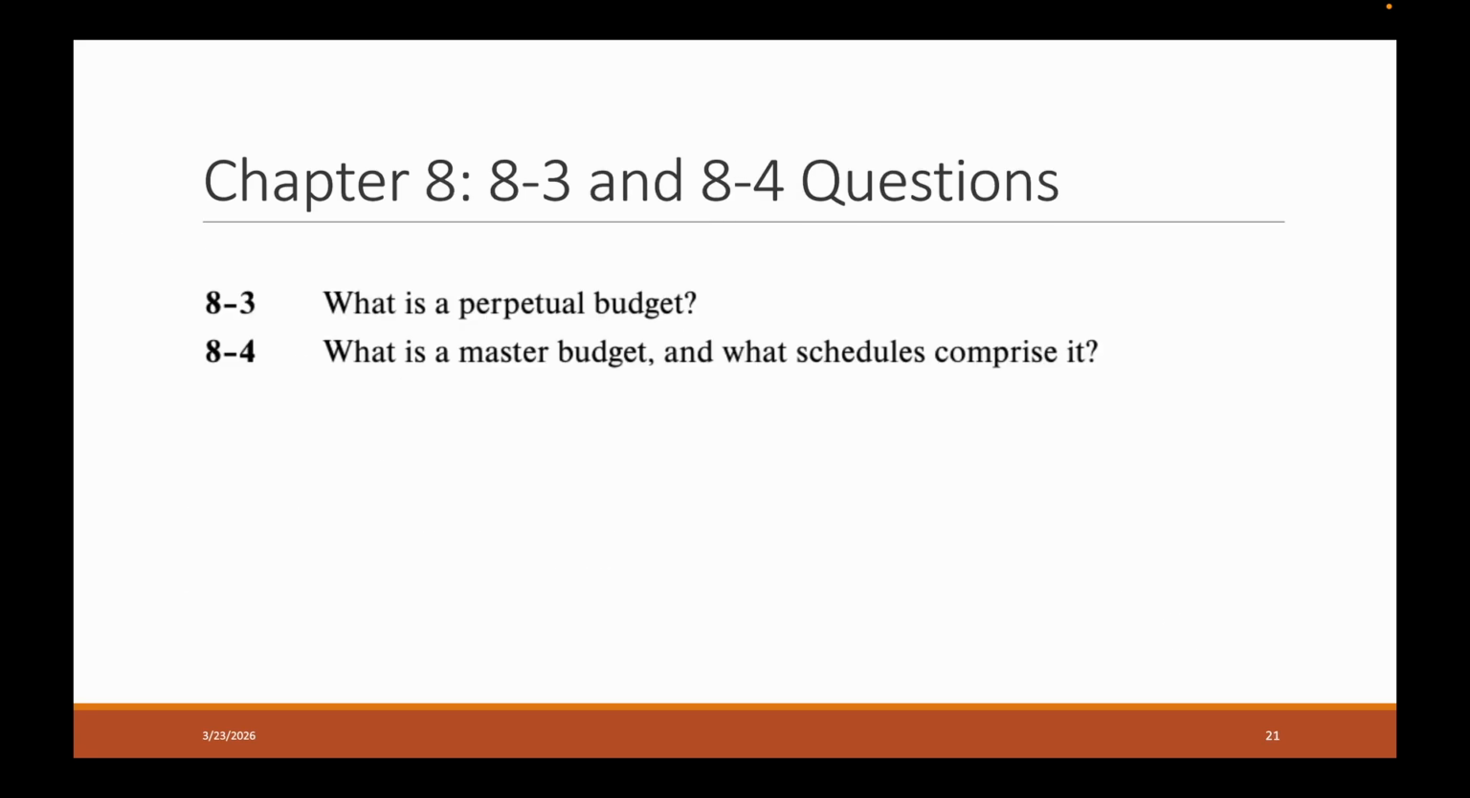All right, moving on to Chapter 8. We're looking at 8-3 and 8-4 conceptual questions. What is a perpetual budget and what is a master budget and what schedules comprise it?